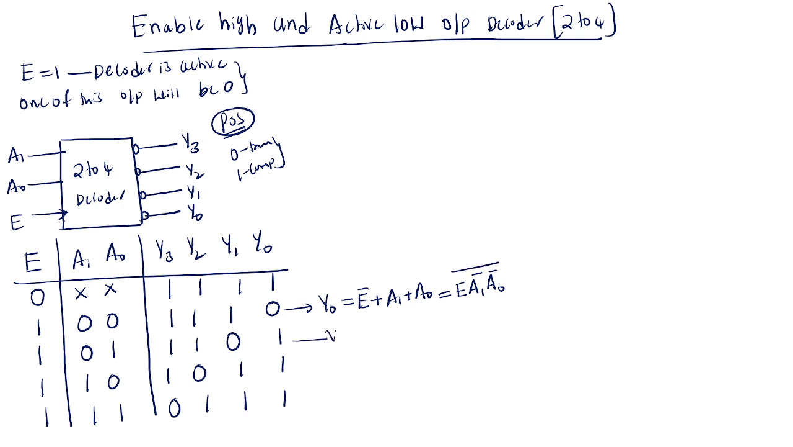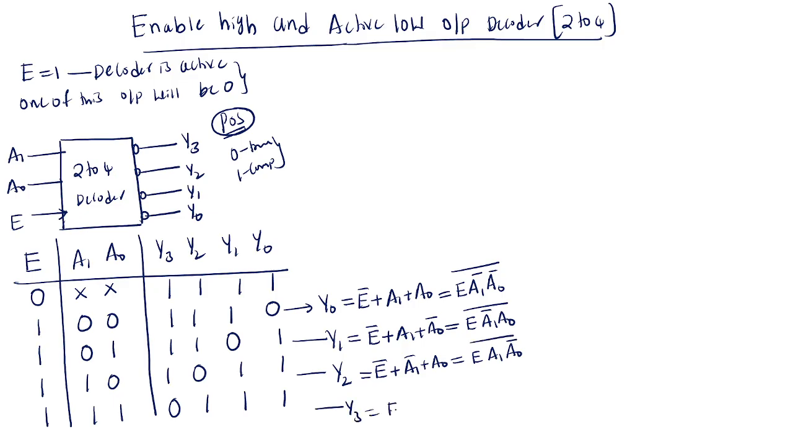Similarly, Y1 equals E bar plus A1 plus A0 bar. This you can write as (E A1 bar A0) whole bar. And similarly, Y2 equals E bar plus A1 bar plus A0. This is equal to (E A1 A0 bar) whole bar.